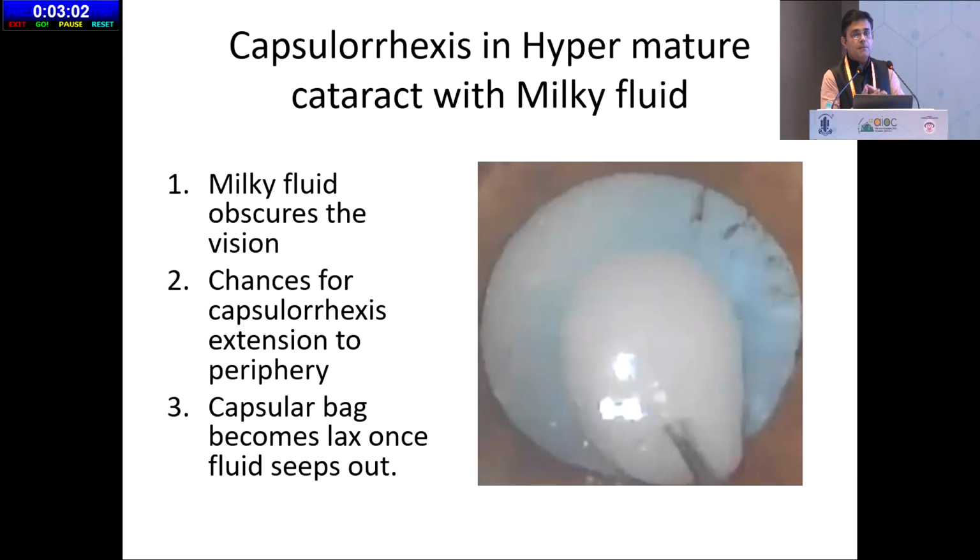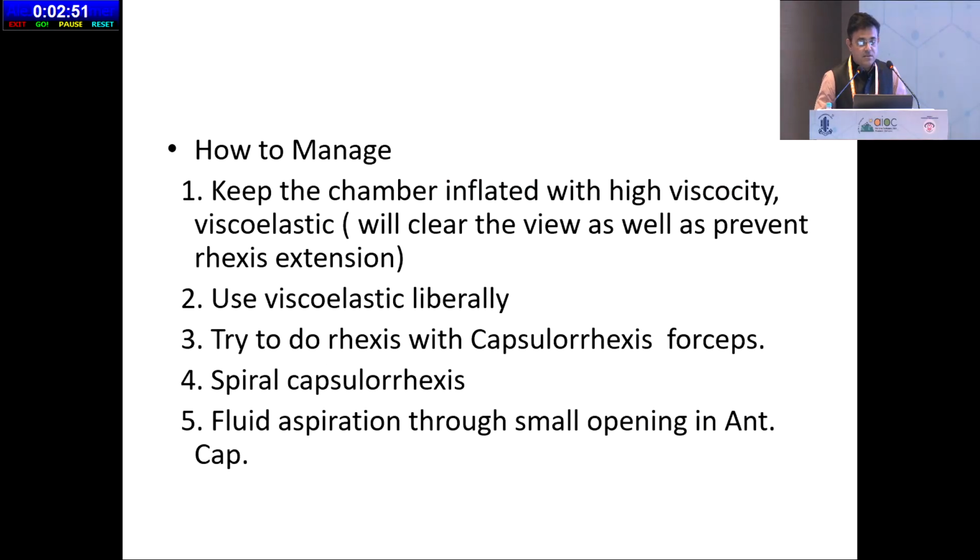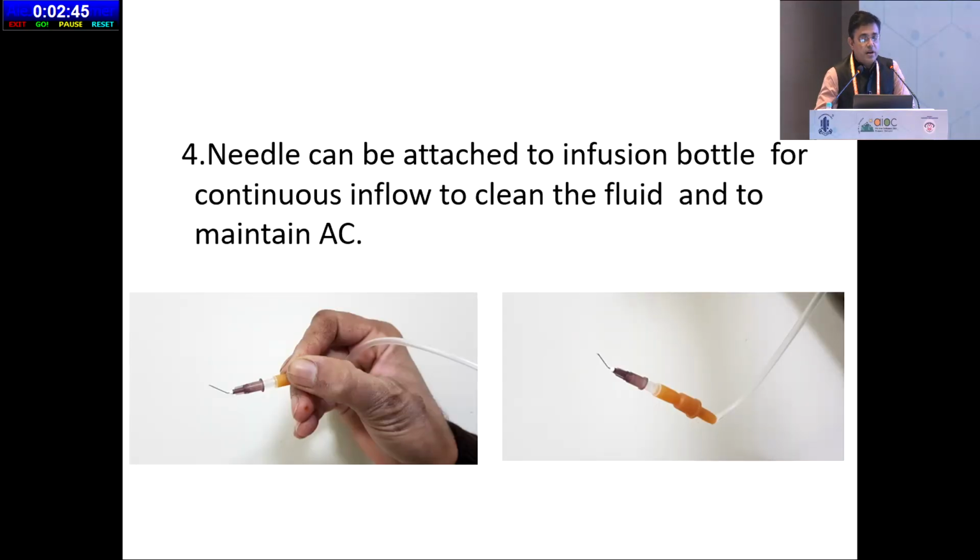So what you can do is use a capsular rhexis forceps, or you can aspirate the fluid by making a small entry into the anterior capsule, or you can do a spiral capsular rhexis before starting the main capsular rhexis. And keep the chamber inflated with viscoelastic while doing this capsular rhexis. And my way of doing it is, normally I attach the needle to the infusion bottle and do a rhexis with that.